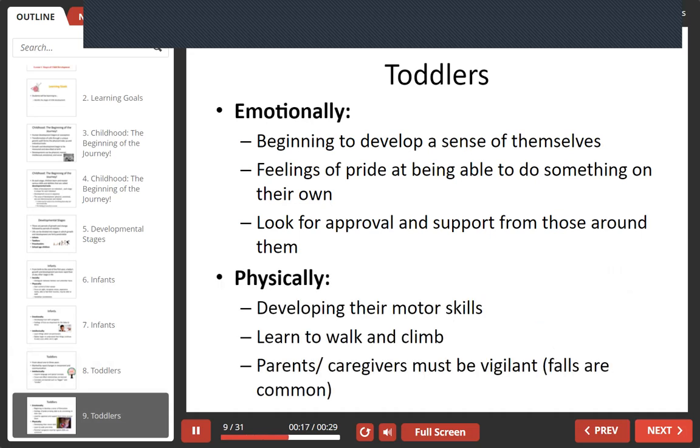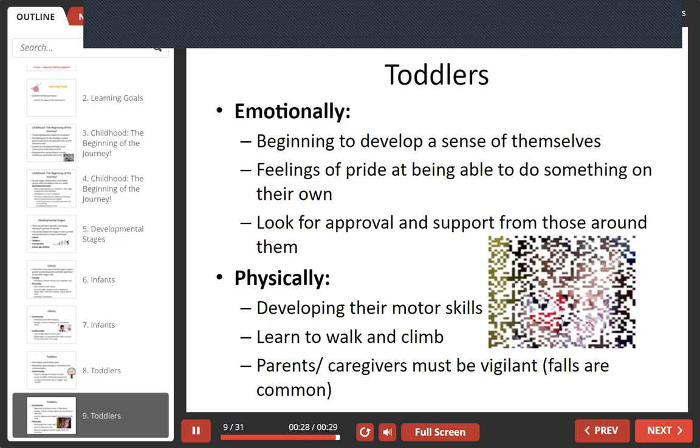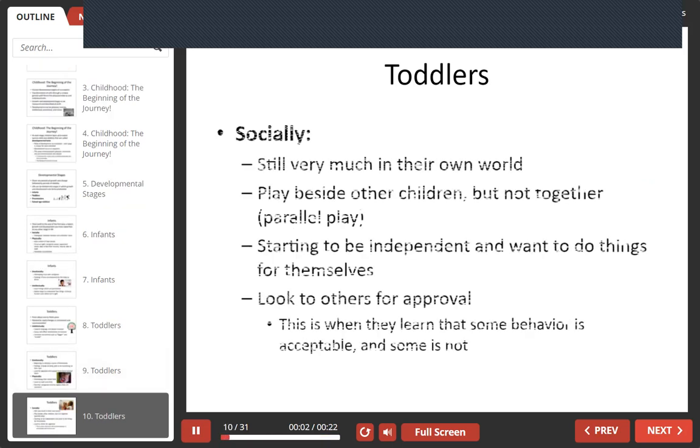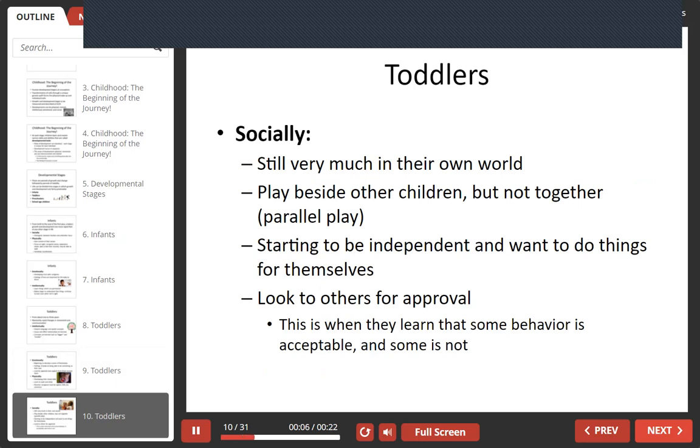Physically, toddlers begin to develop their motor skills. They learn how to walk, they learn how to climb, but parents and caregivers must be vigilant since falls are very common with toddlers. Socially, toddlers are still very much in their own world. They may play beside children, but not with children. They start to be independent and want to do things for themselves, but they also look to others for approval. And this is when they learn that some behavior is acceptable and some isn't.